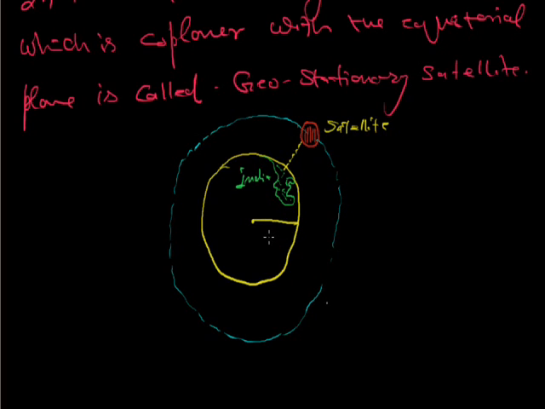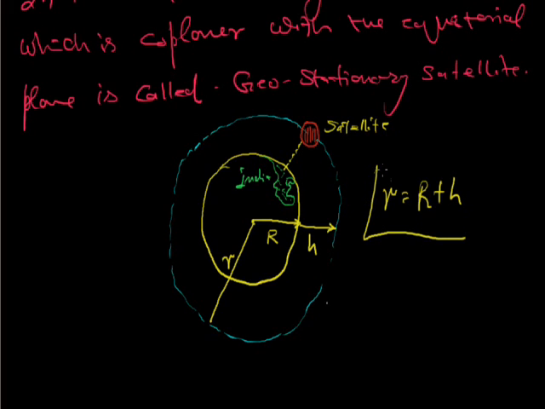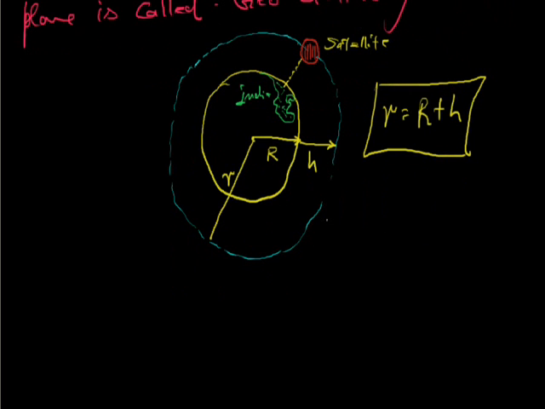This is R and this is H. Here we can say that small r is equal to capital R plus H. H is the height of the satellite from the Earth. We can calculate the height of the geostationary satellite.